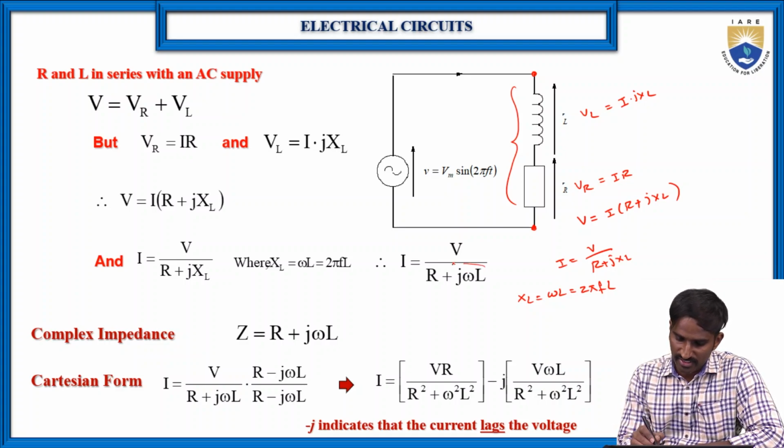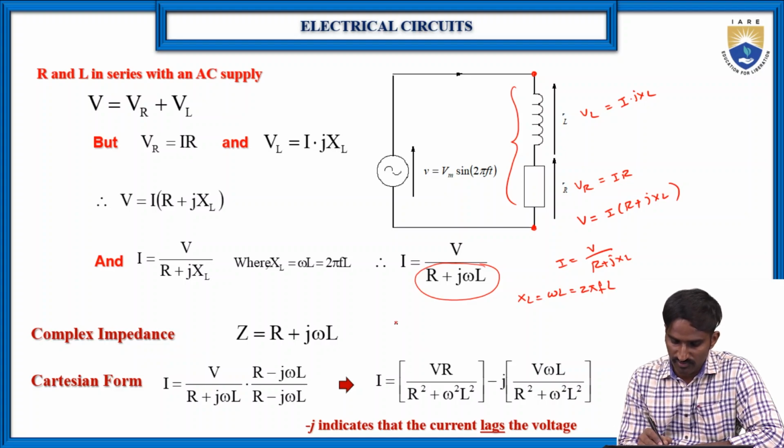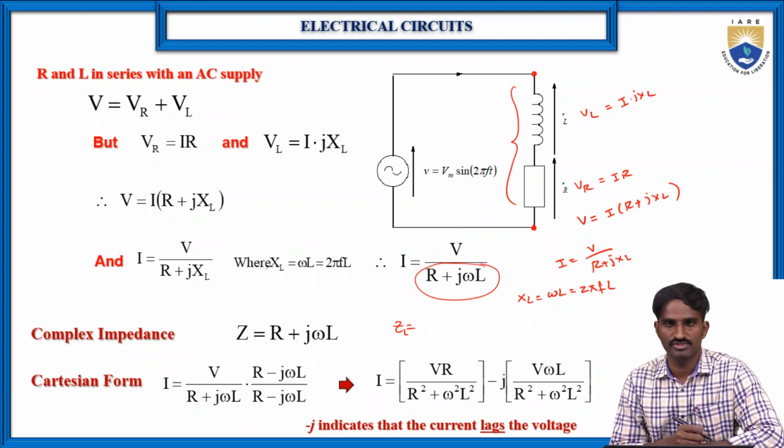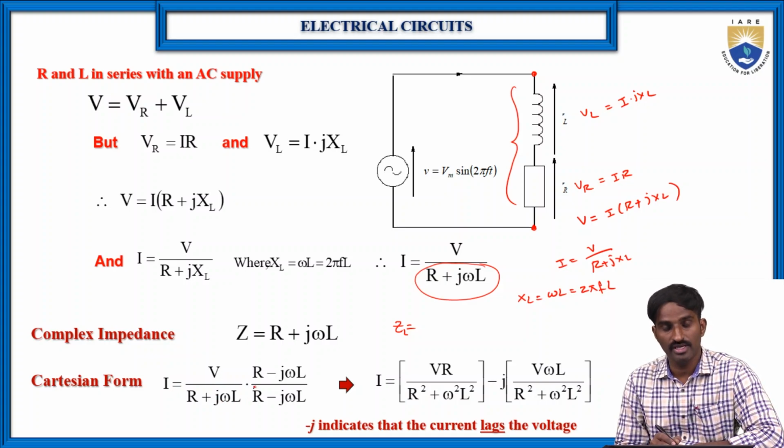This is the impedance of that particular load, or the load impedance. In simple words we can call it Z, or sometimes it is represented as Z suffix L, which means the load impedance. So the load impedance is equal to R plus JXL. If you want to simplify this further, I am multiplying the numerator and denominator by R minus J omega L, so that this equation becomes I is equal to V by R plus J omega L, into R minus J omega L by R minus J omega L.